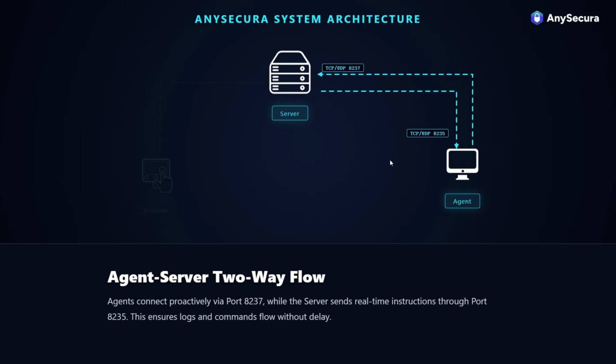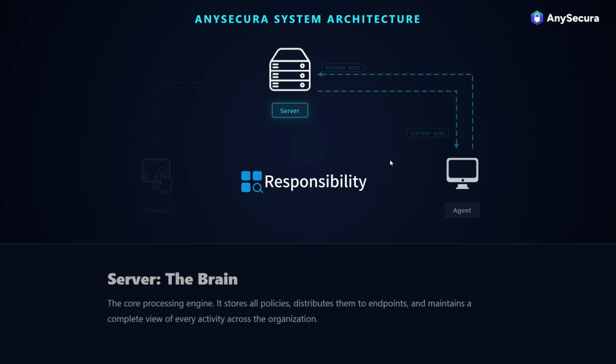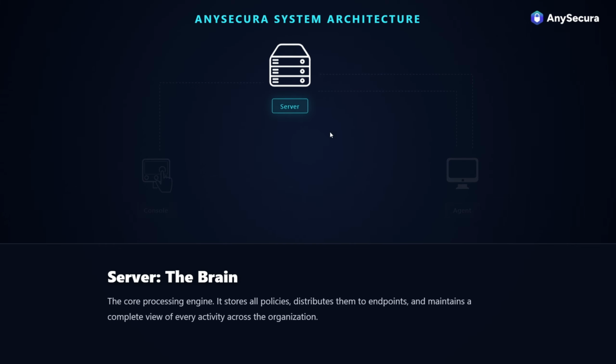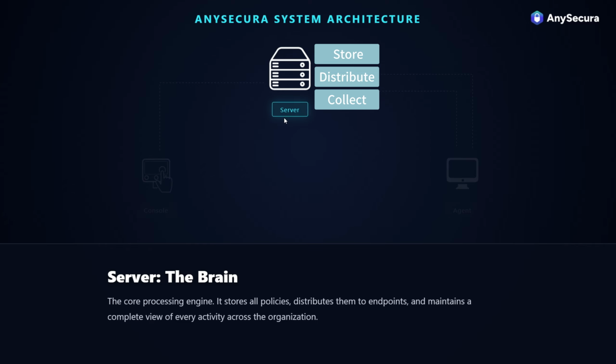Now that communication is clear, let's see what each component actually does. First up is the server. You can think of it as the brain of the system. It stores all the policies, distributes them to the endpoints, and collects logs from every agent. Basically, the server keeps a complete view of everything happening across your organization's devices.